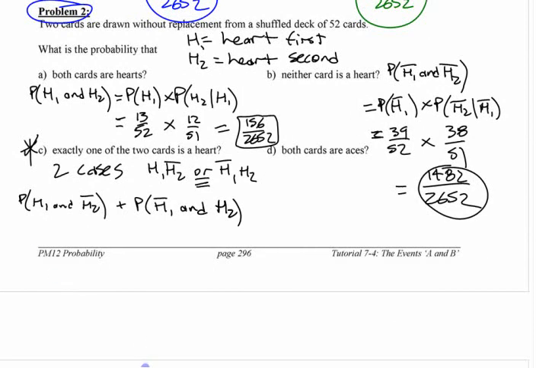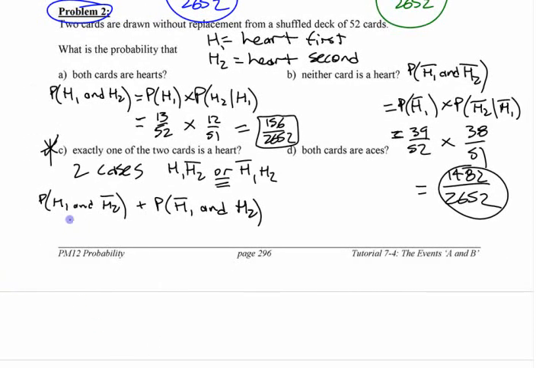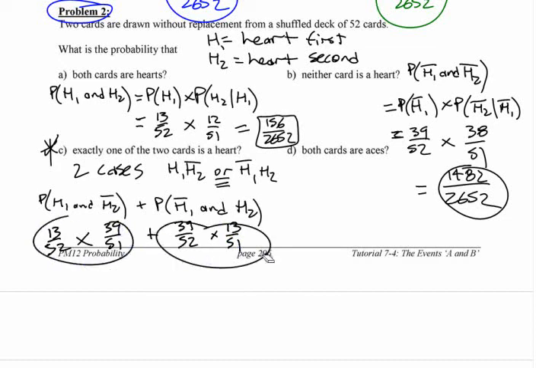You can use the formula to figure out each one here. So you want heart first times not heart second, given you got a heart first, plus the other one. If you want to just write out the fractions, that's fine as well. If you want to use the symbols to do each of those, that's also good. 13 out of 52 times not getting a heart second is 39 out of 51. This one is going to be 39 out of 52 times 13 out of 51. Those are the same. So if you were on top of it, you could just realize those two cases are the same. I could have figured out one of them and multiplied it by 2.